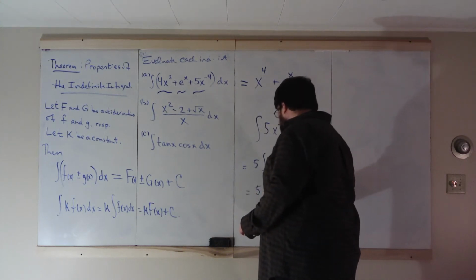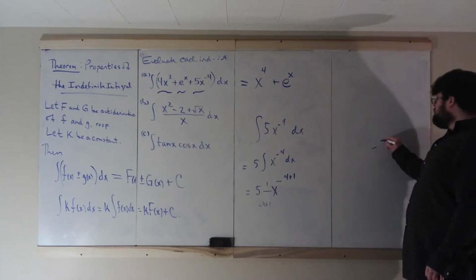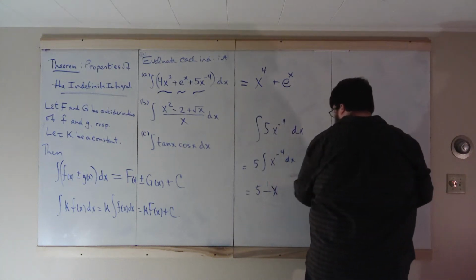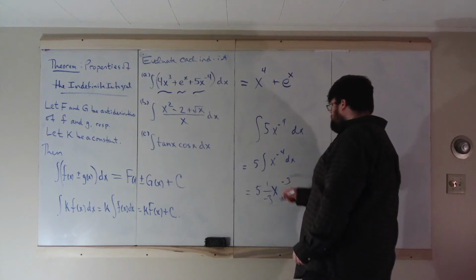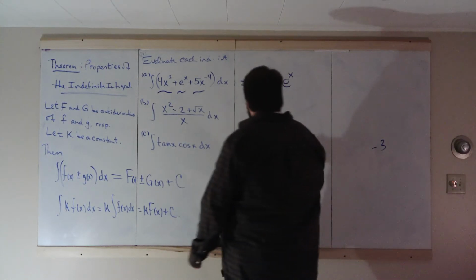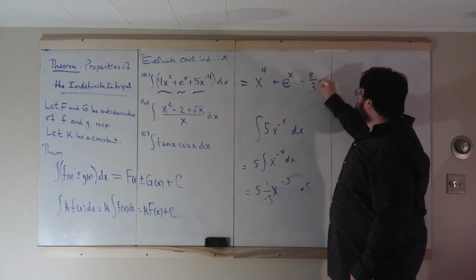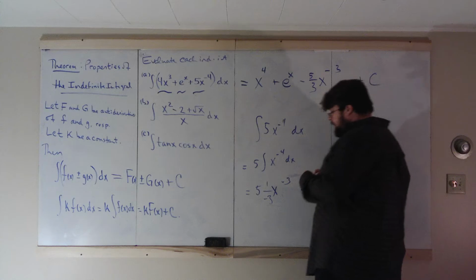Over negative 4 plus 1. What's negative 4 plus 1? Negative 3. So we get negative 3 there, negative 3 there. So what do we have? Negative 5/3 x to the negative 3. And then we'll throw our constant on that.